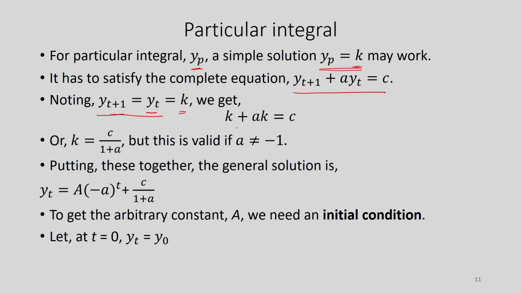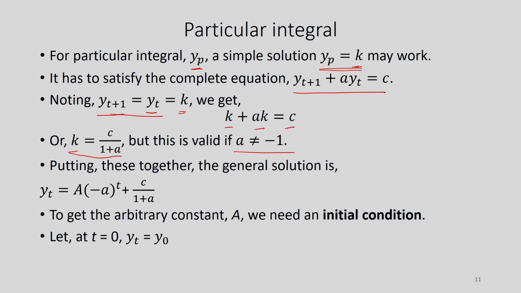So, what do I get? k plus a k is equal to c, right. So, that means that k is equal to c divided by 1 plus a. This is the solution that I am getting here for the particular integral, but mind you, this can be a particular integral only if the denominator is not 0, c divided by 1 plus a. 1 plus a cannot be 0, that means a cannot be equal to minus 1. So, this is something which we have to keep in mind.